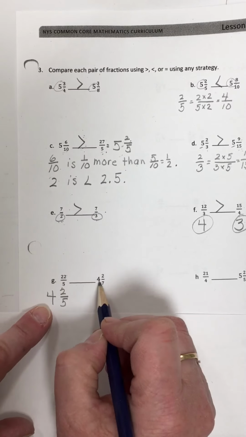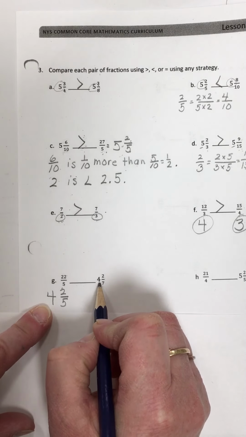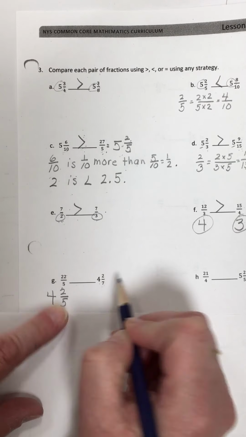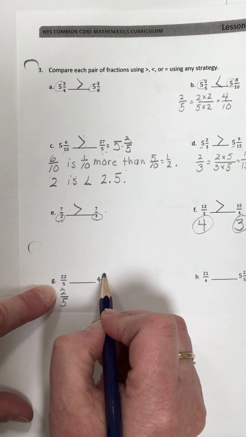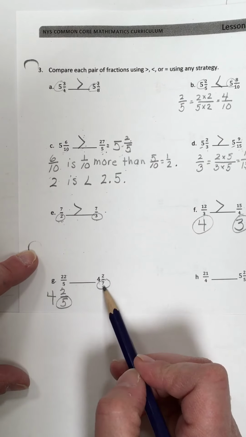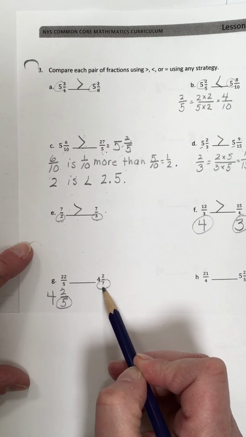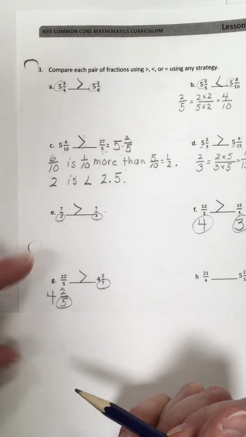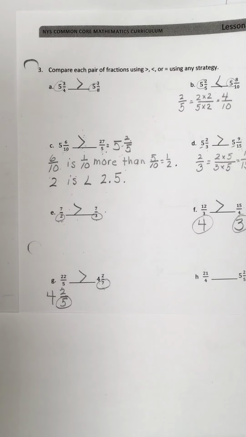If I look at the whole numbers, it doesn't help. They're both 4. When I look at the fractions, I see that the numerators are the same. So now I just follow the rule. The bigger the denominator, the smaller the piece. 7 is bigger than 5, so 5ths are larger slices than 7ths. Therefore, 22/5 is greater than 4 2/7.